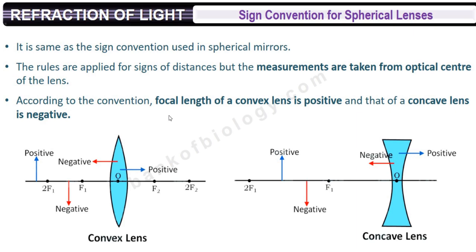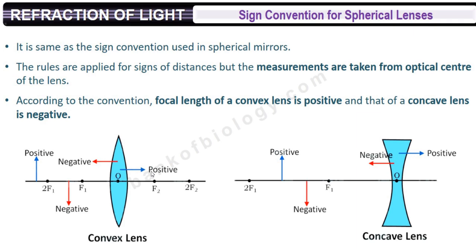Why is the focal length of convex lens taken as positive? Because the focus is at the right side of the lens, f2. That's why the focal length of the convex lens is taken as positive.